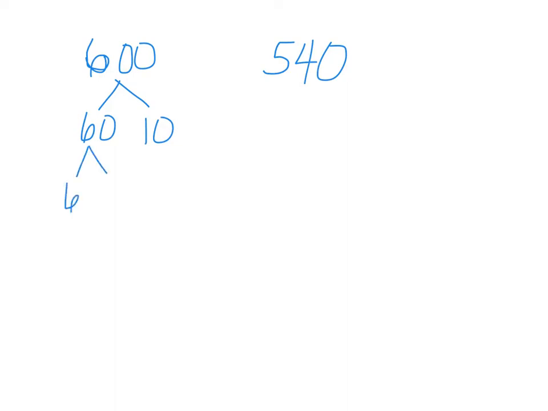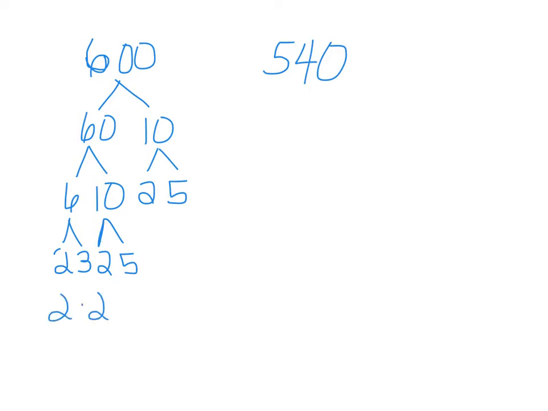60 I can break up into 6 times 10. And 10 I can break up into 2 times 5. 6 I can break up into 2 times 3. And 10 I can break up into 2 times 5. So really what I have is 2 times 2 times 2 times 3 times 5 times 5, or 2 cubed times 3 times 5 squared.